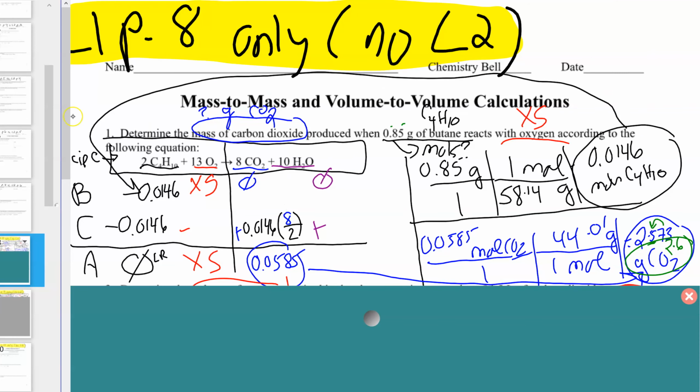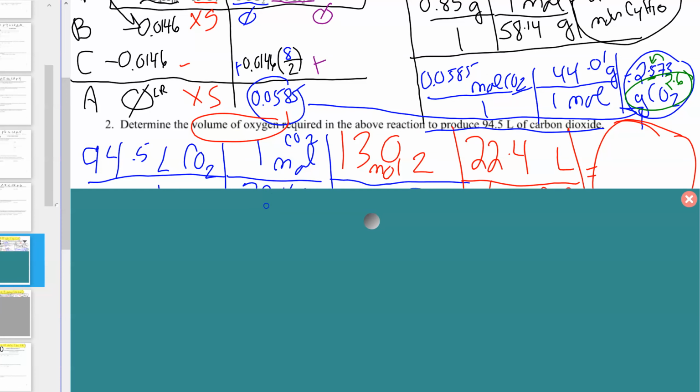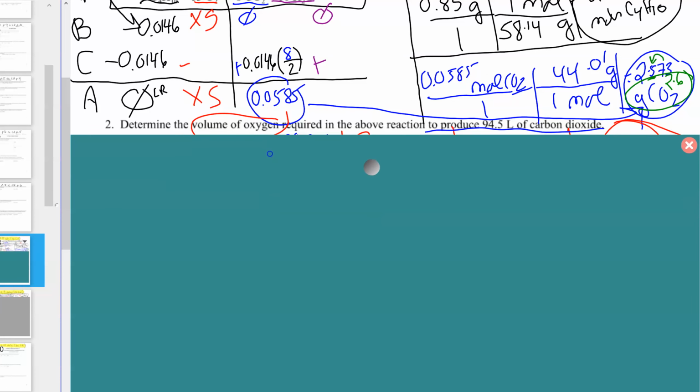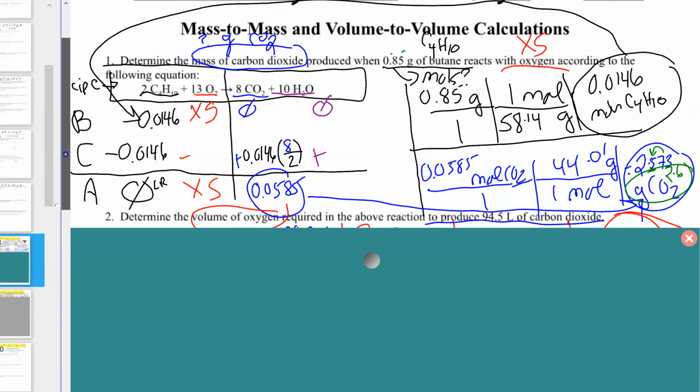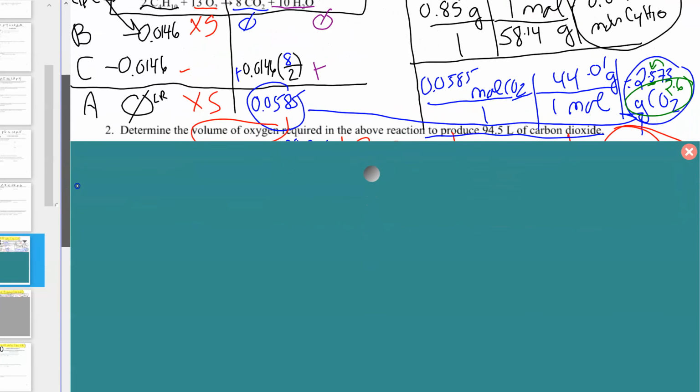Let's see here. So number 2. Number 2 says determine the volume of oxygen required in the above reaction to produce exactly 94.5 liters of carbon dioxide. Now, we've been going with the BCA table for all these problems in Chapter 9. I'm going to show you the old school way of doing it. It'll save us a little bit of time.